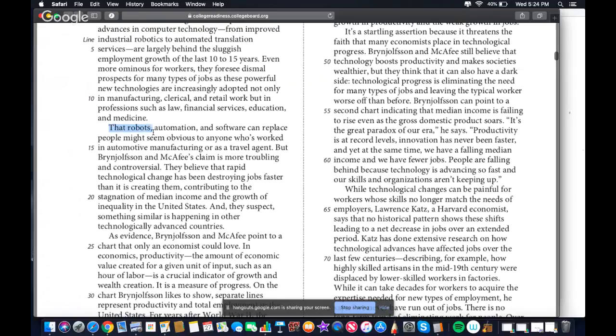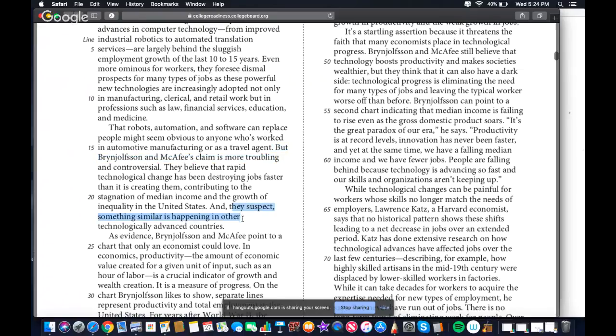That robots, automation, and software can replace people might seem obvious to anyone. And look, I would jump down, but this word but, right? Everybody knows the power of the word but. Whatever came before this, something different is going to come after. So it says their claim is more troubling and controversial.